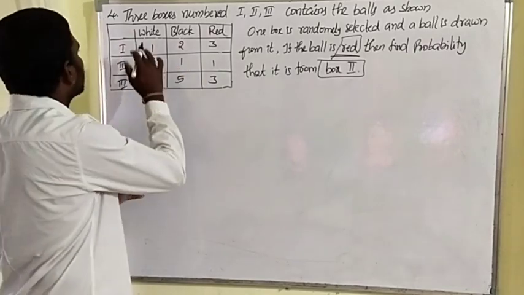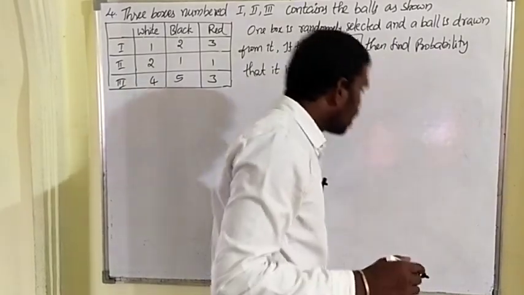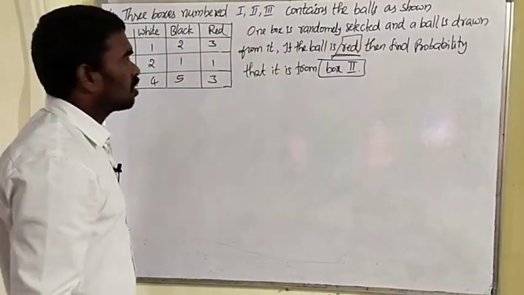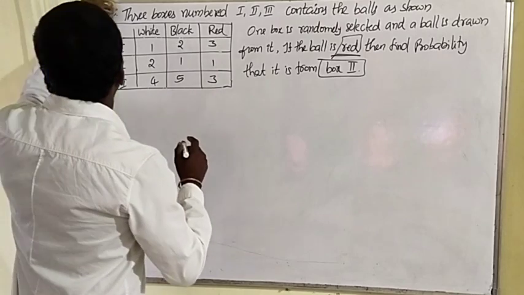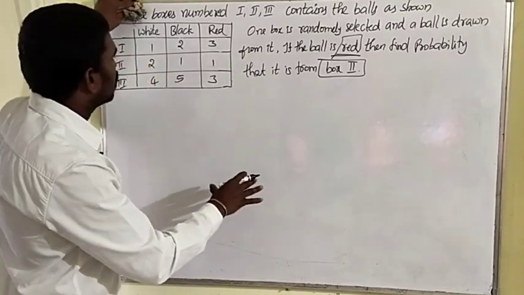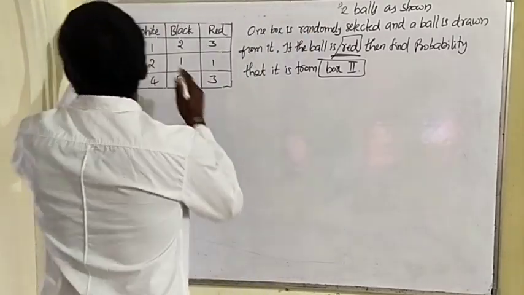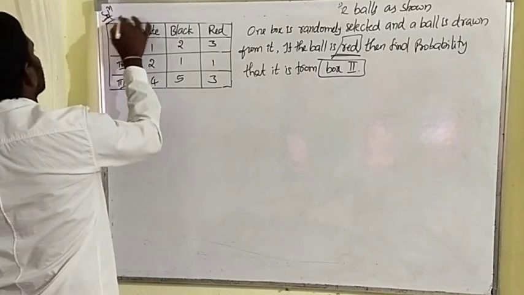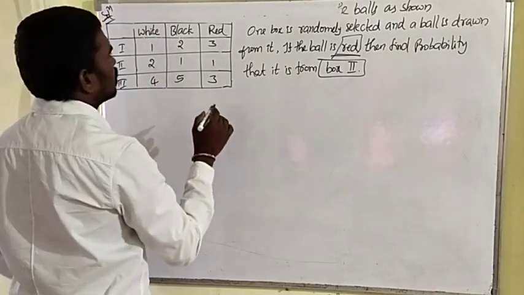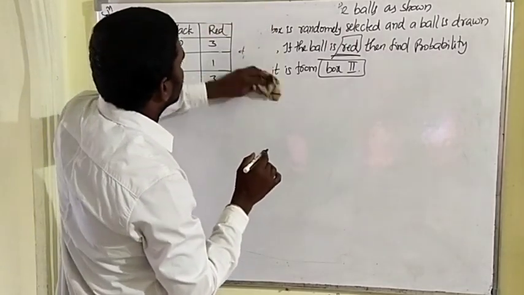Okay, I am removing the question. Here, how many boxes are there? 3 boxes are there. So I am removing the question because I don't get space to solve the problem. And okay, solution. So in the solution, first draw the box as it is. Okay, so this is the box. This is the question.